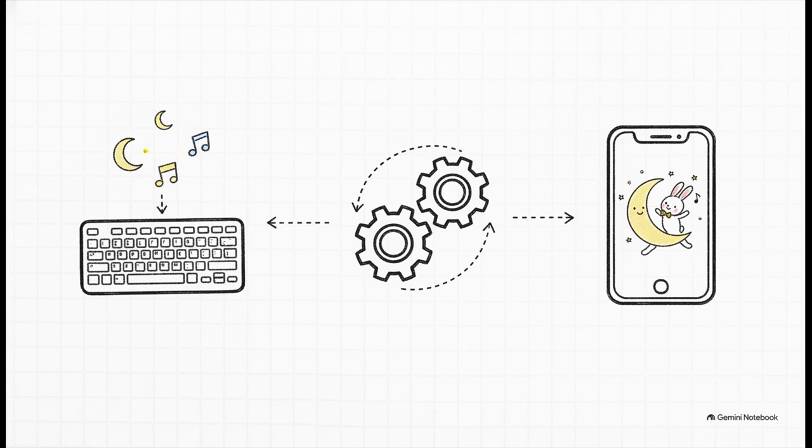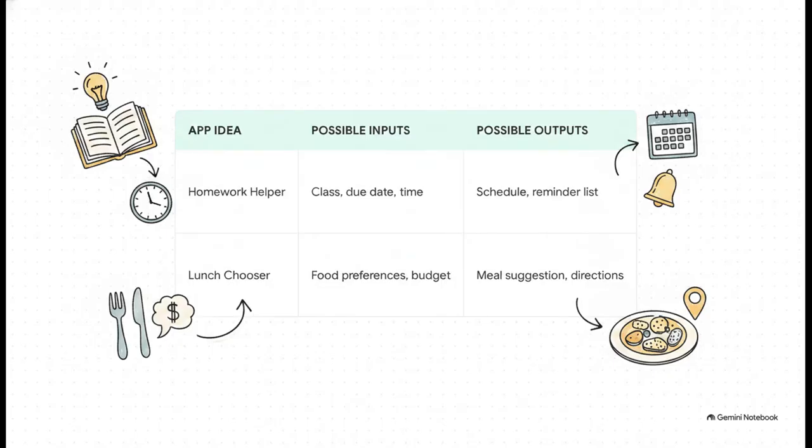And hey, if the app reads it aloud to you, that spoken sound is just another output. Now, what's really interesting here is that identifying these inputs and outputs is quite literally the very first step to designing any problem-solving software. Look at the homework helper idea. To give you a useful schedule output, it absolutely must first receive your class name and due date as inputs.